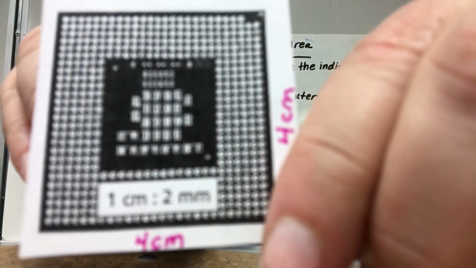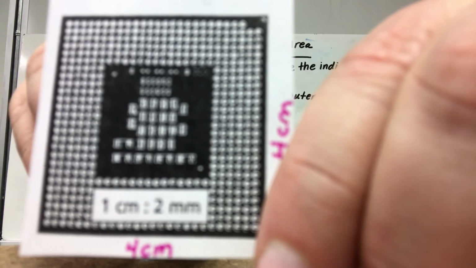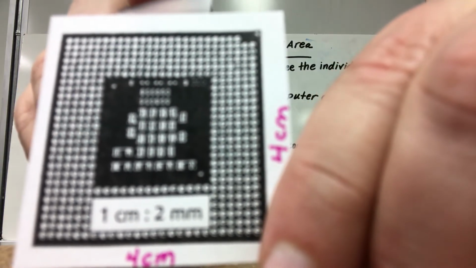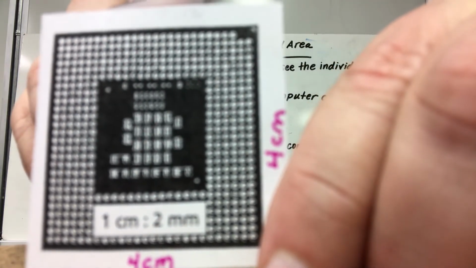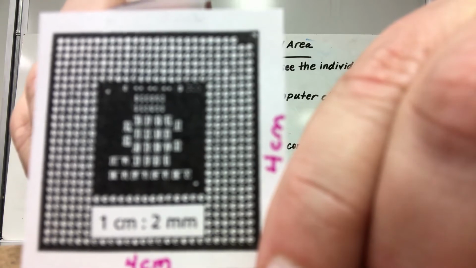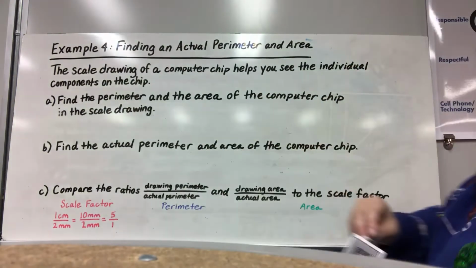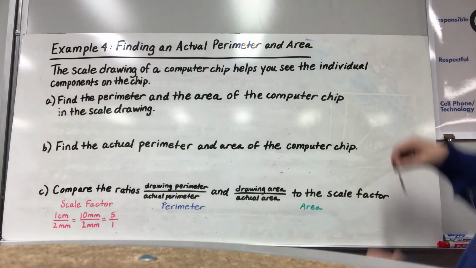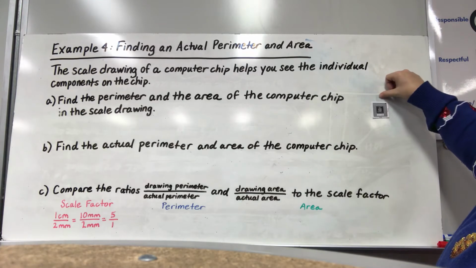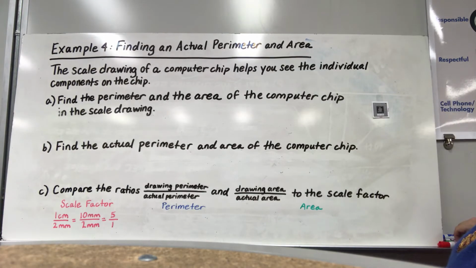I know that it's blown up because the 1 centimeter, the first number in my ratio, is larger than the actual. And I measured each side of this chip on the drawing, and each side was 4 centimeters. So it was a square with each side being 4 centimeters. So they want me to find the perimeter and the area of the actual chip in the drawing.